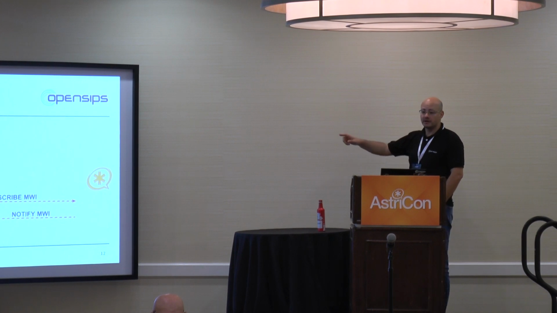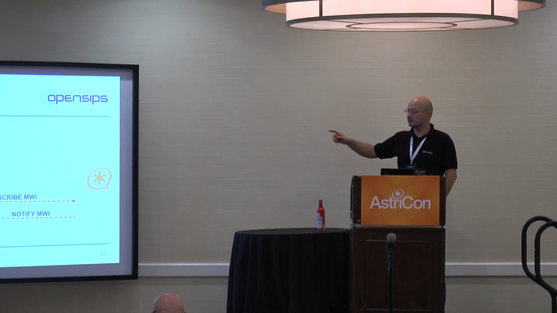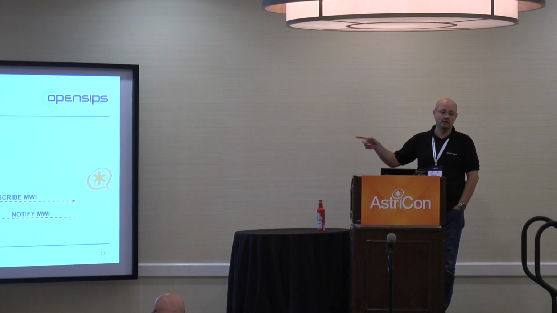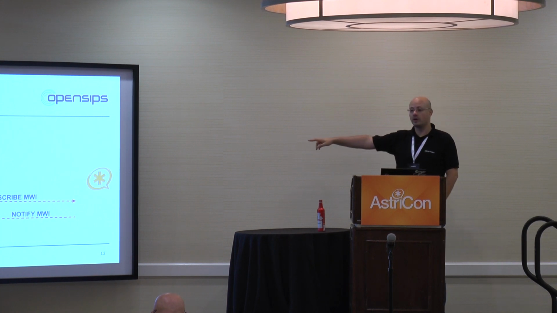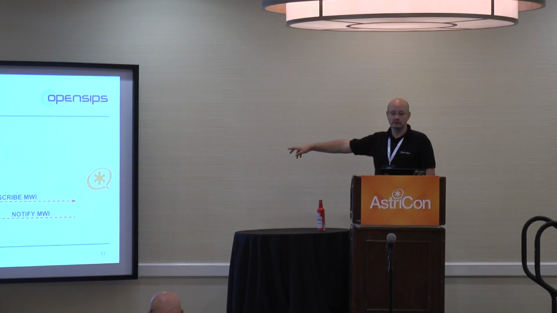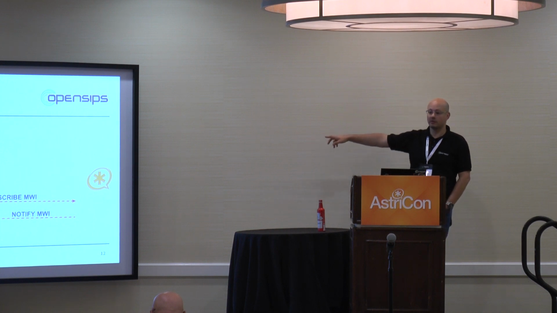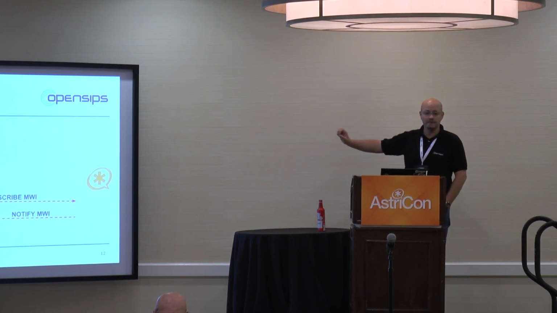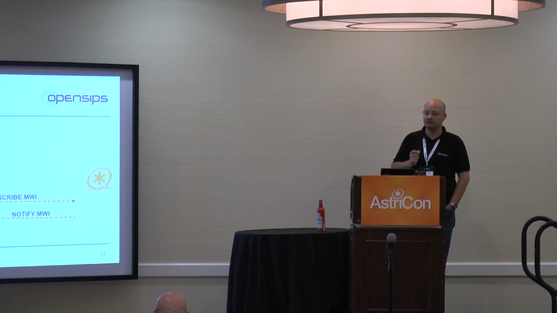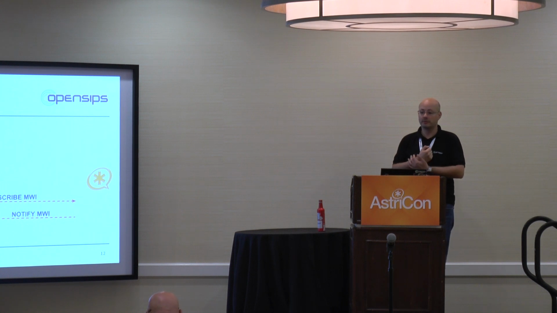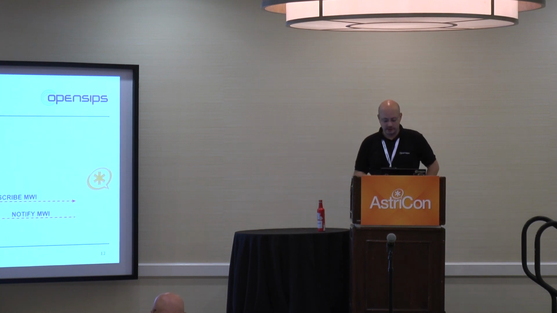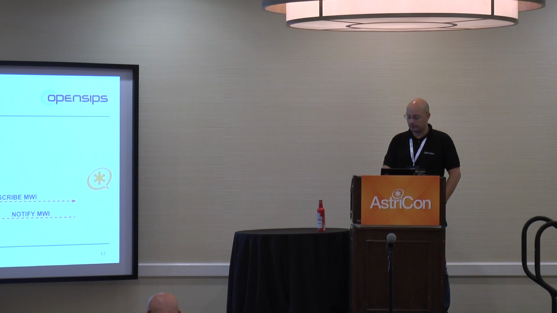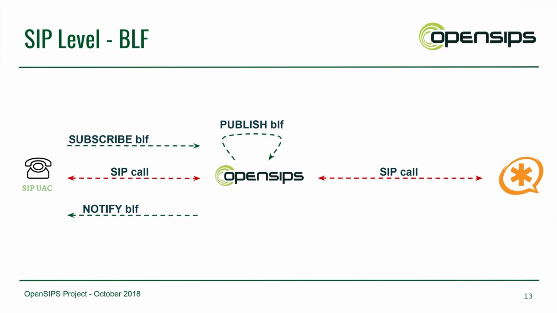At the same time, there is presence-related traffic, like the message waiting indication, that we actually want to forward to Asterisk, because Asterisk is the voicemail service, so it will know how to reply. So again, you have the flexibility, based on the presence event, to say, okay, I want to handle it locally, or I will keep forwarding it to Asterisk.